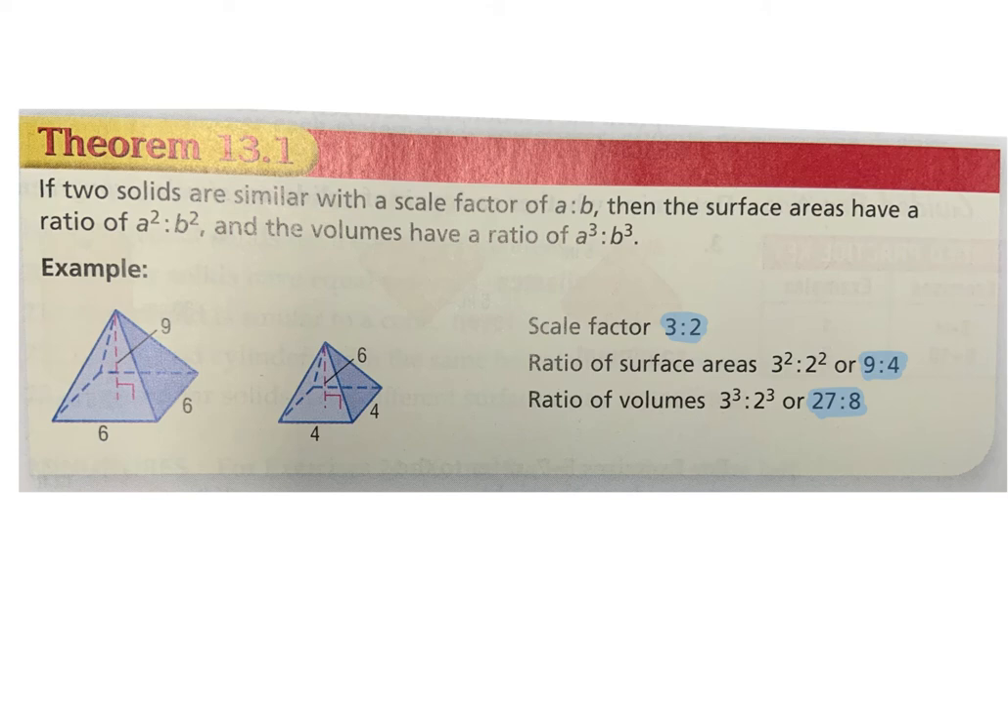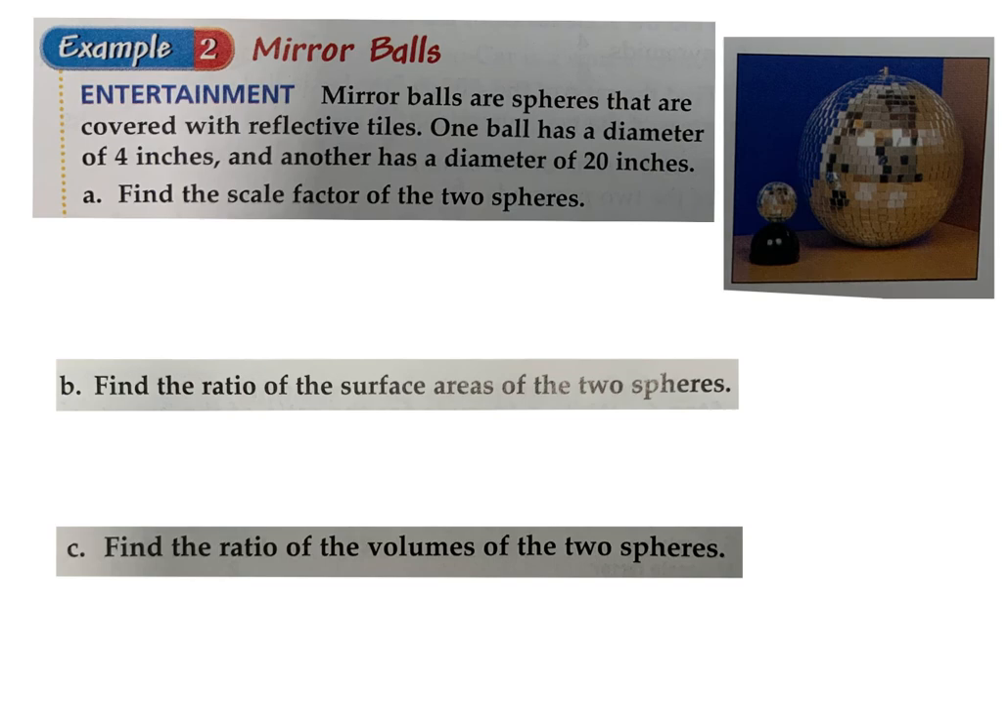So if you know the scale factor of the figure itself, then you can find the scale factor of its surface area and its volume. Look at example 2. It says mirror balls are spheres that are covered with reflective tiles. One ball has a diameter of 4 inches and another a diameter of 20 inches. Find the scale factor of the two spheres. The first thing they want us to do is find the scale factor. We're just going to say it's 4 to 20. We do want to reduce it. You always want to reduce it before you start squaring or whatever.